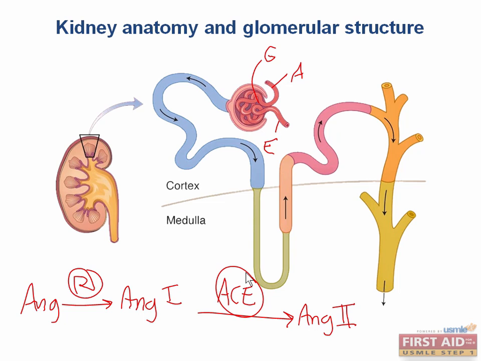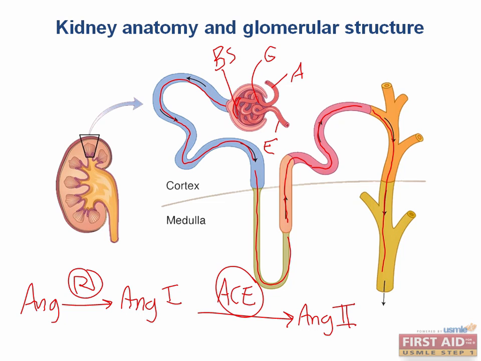Now, plasma from the blood is filtered into the beginning of the nephron, which is called Bowman's space. At this point, the plasma is now called filtrate, and the filtrate passes into the proximal convoluted tubule. From the proximal convoluted tubule, the filtrate will pass into the loop of Henle, continue on into the distal convoluted tubule, and then pass into the collecting duct.